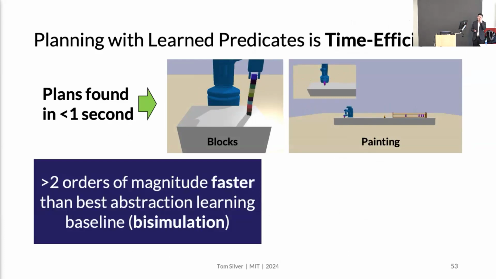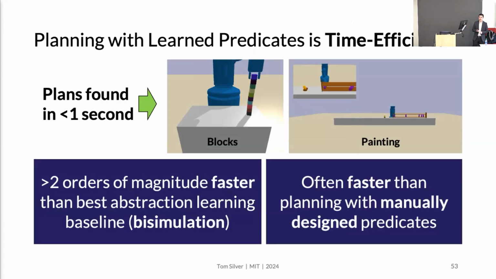And empirically, we see that planning with our learned predicates is much faster than planning with predicates that are learned by different baselines, including what was the best baseline from the abstraction learning literature by simulation. And what's cool is we also see cases where planning with predicates that we learn is actually faster than planning with predicates that are written down by hand. And I'll show you an example of that in a little bit.